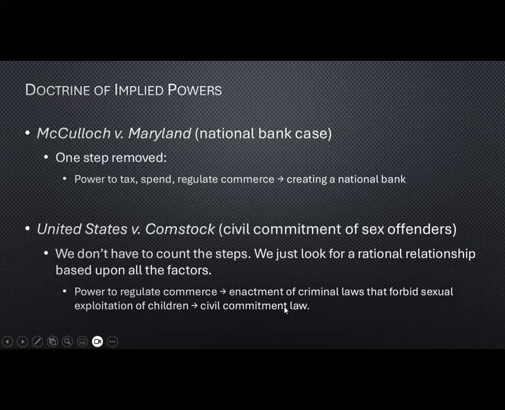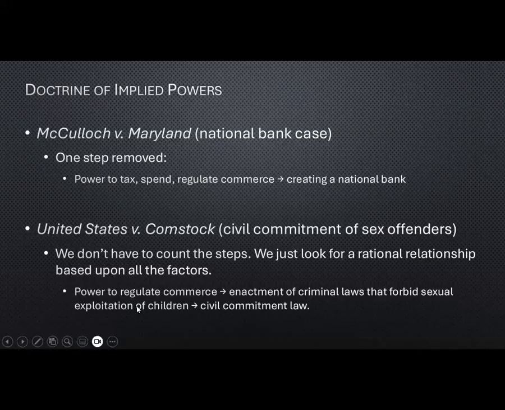The Civil Commitment Law, the Adam Walsh Safety Act, is necessary and proper for carrying into execution Congress's enactment of criminal laws that forbid sexual exploitation of children, which is necessary and proper to carry into execution Congress's power to regulate commerce. So you see, there's more than one step. There's at least two. The Civil Commitment Law, the Adam Walsh Law, is at least two steps removed from an enumerated power, the power to regulate.